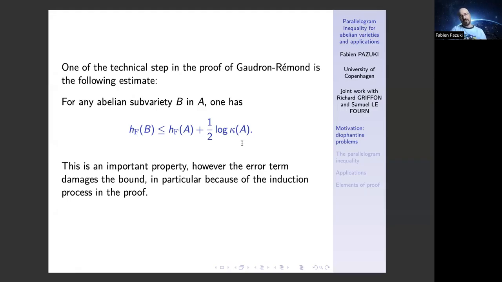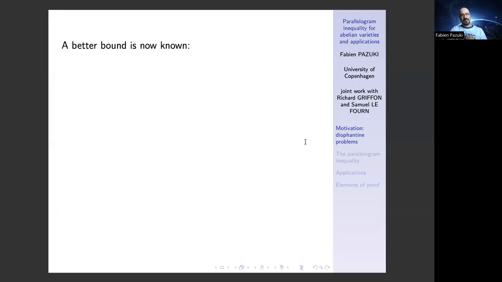So now, of course, this is not trivial. It's not easy to compare these two Faltings heights. And the error term is damaging the bound, of course. One of the reasons it's damaging, well, first of all, it's an error term, but they use some kind of induction. And so each time you get this in the game, then you add in the induction process some log of kappa A in the game. So the damage is also important because of the induction process as well. But the better bound is known.